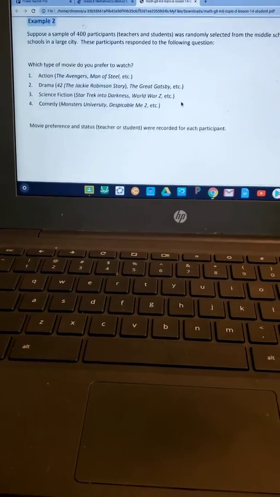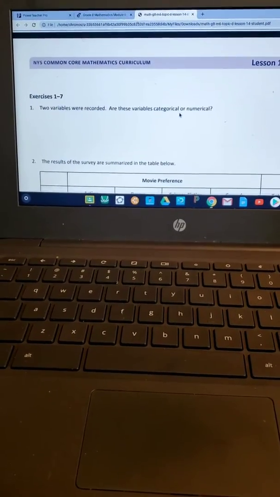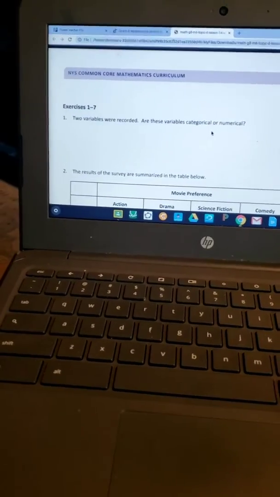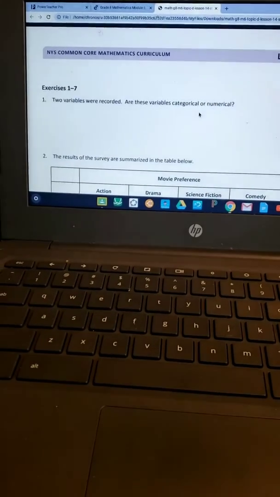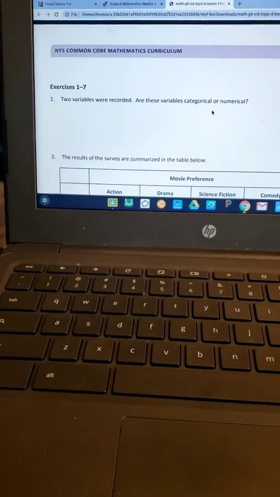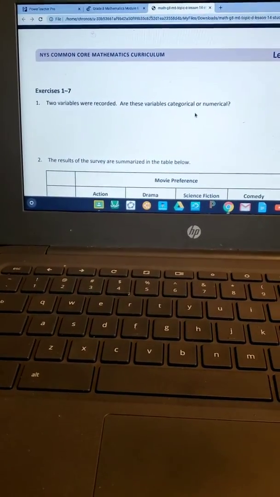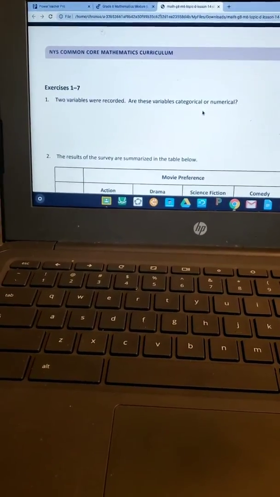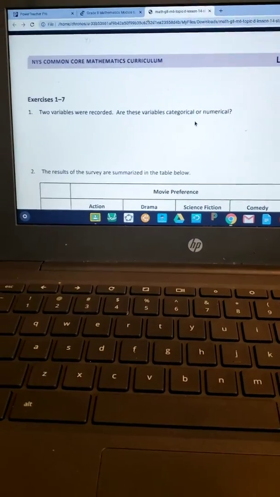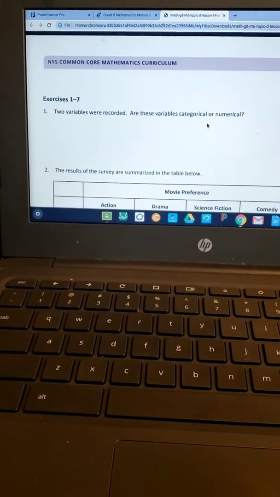Let's go to the next page. It says 2 variables were recorded. Are these variables categorical or numerical? Remember that a numerical variable deals mainly with numbers. Numerical, numbers, that makes sense, right? And categorical is more about categories.